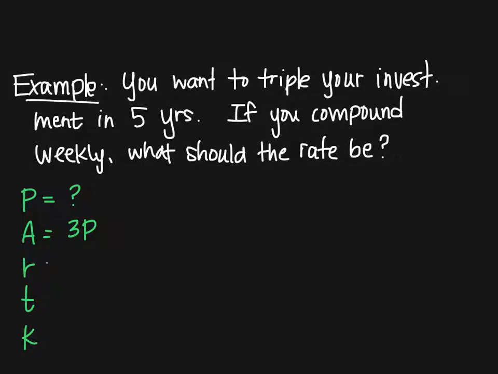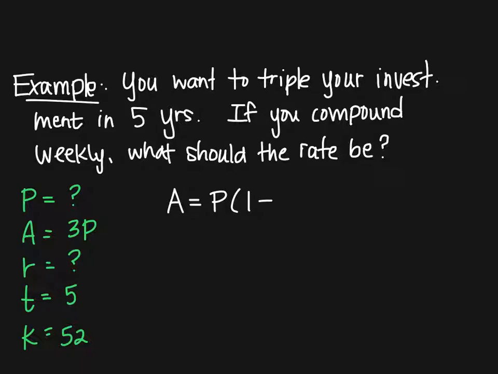All right, what do I put in for R? You don't know. Question mark. What do I put in for T? 5 years. Okay, what do I put in for K? 52? Very good, 52. Where did that number come from? Weekly. Got to know how many weeks are in a year. Okay, compounding weekly.